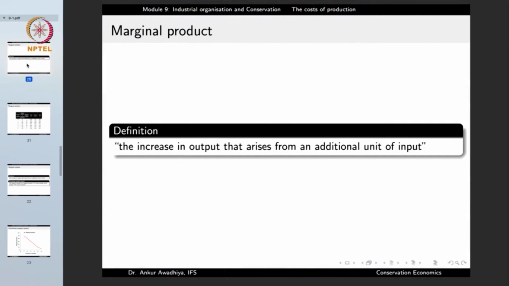Now, when we are doing this cost benefit analysis, another thing that we need to keep in mind is the marginal product. Marginal product is the increase in output that arises from an additional unit of input.